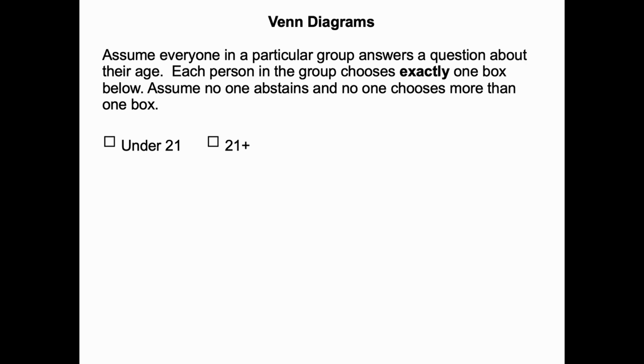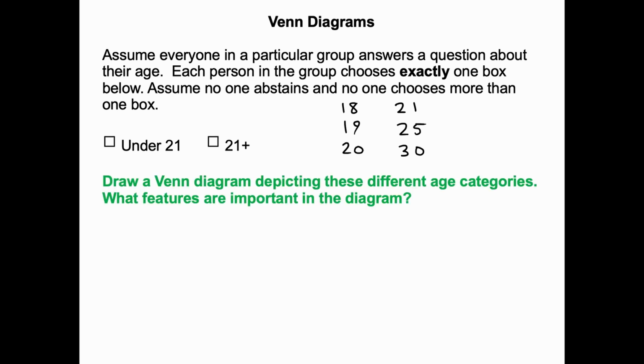I'll make up some example data. Let's say we have 6 people and their ages are 18, 19, 20, 21, 25, and 30. A person who's 21 will check the 21 plus box, and they won't check the under 21 box. So draw a Venn diagram depicting these different age categories. What features are important in such a diagram?